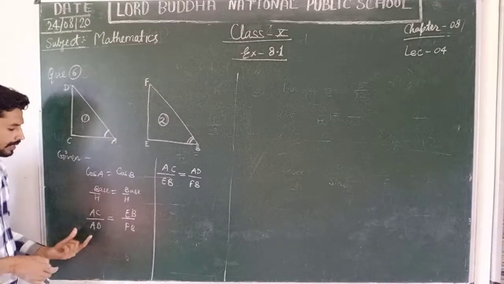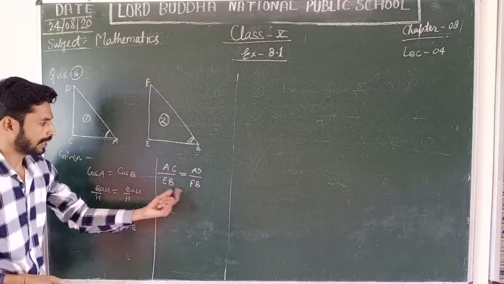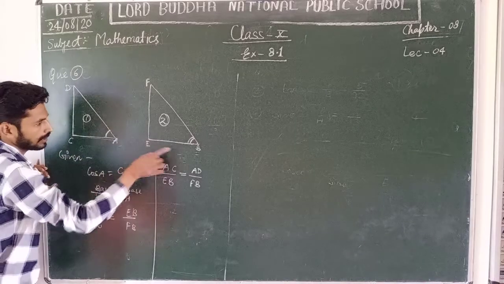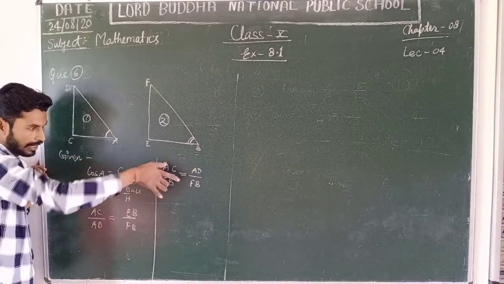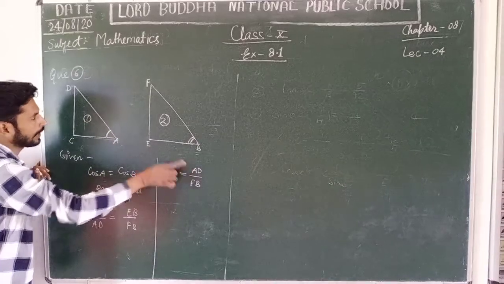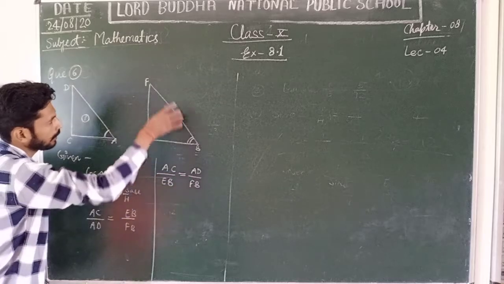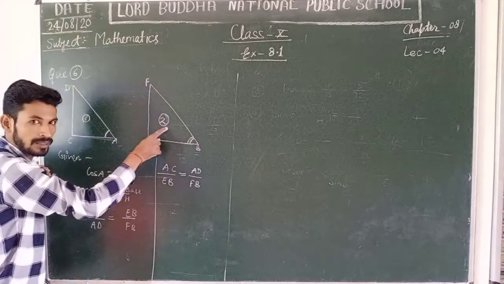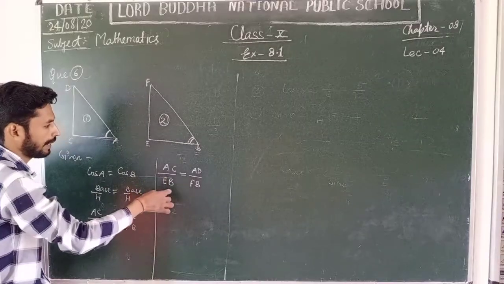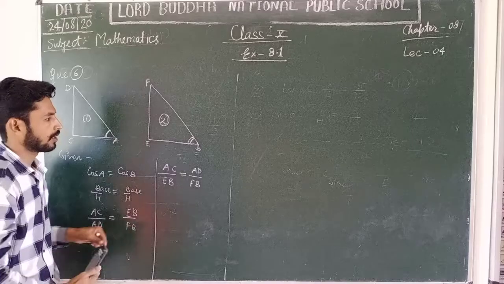Why are we writing AC upon EB equals AD upon FB? Because AC is the base and EB is the base, so AC and EB is the ratio of the bases of these triangles, and AD is the hypotenuse for the first triangle, and FB is the hypotenuse for the second triangle. So here is the ratio of base, and next here is the ratio of hypotenuse.